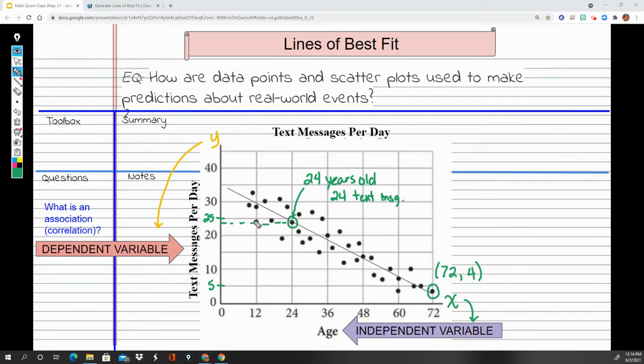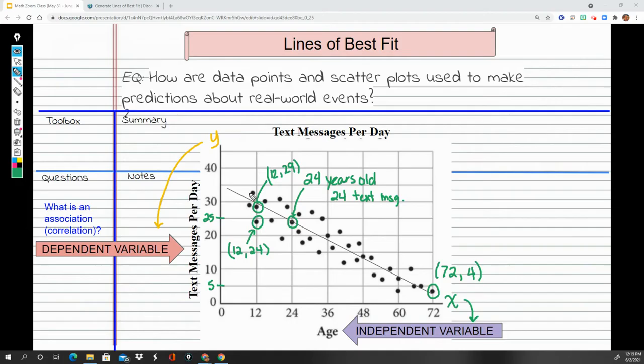And then if we ask someone who's 12, I'm going to go ahead and erase that a little bit. You can see that there are two 12-year-olds that were asked this question. This 12-year-old says they text just under 30 times, about 29 times. Whereas this 12-year-old texts just under 25, so maybe 24. All right, so there's some data. So what do we notice? What kind of general trend could you say is happening here?